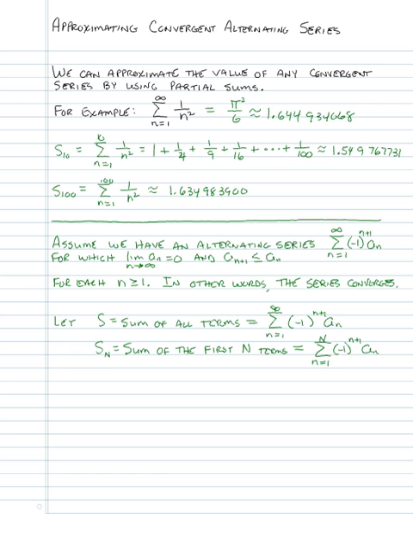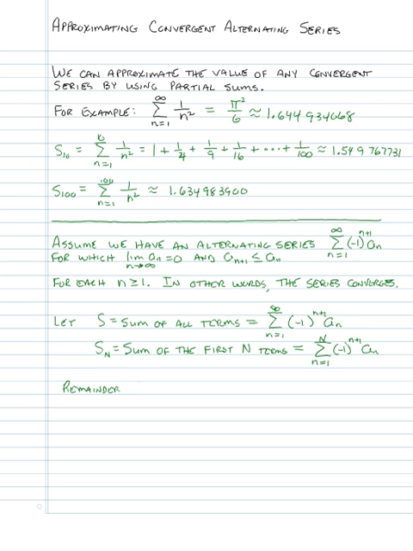Now, we're going to define the remainder. Here's what I mean by this. We're going to use S sub capital N as an approximation to the actual sum. But how much more is there in the actual sum than the partial sum? And we call that the remainder.